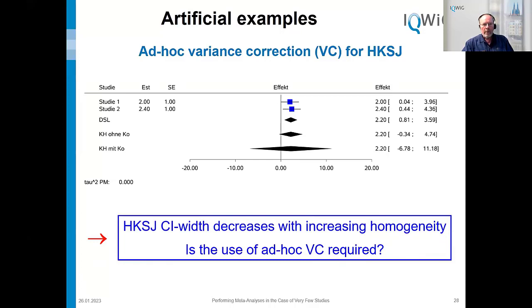So the Hartung-Knapp-Sidik-Jonkman confidence interval width decreases with increasing homogeneity. But if you use the variance correction, then it gets larger again. And the question is, is the use of the ad hoc variance correction now required or not? So we need a procedure for this.